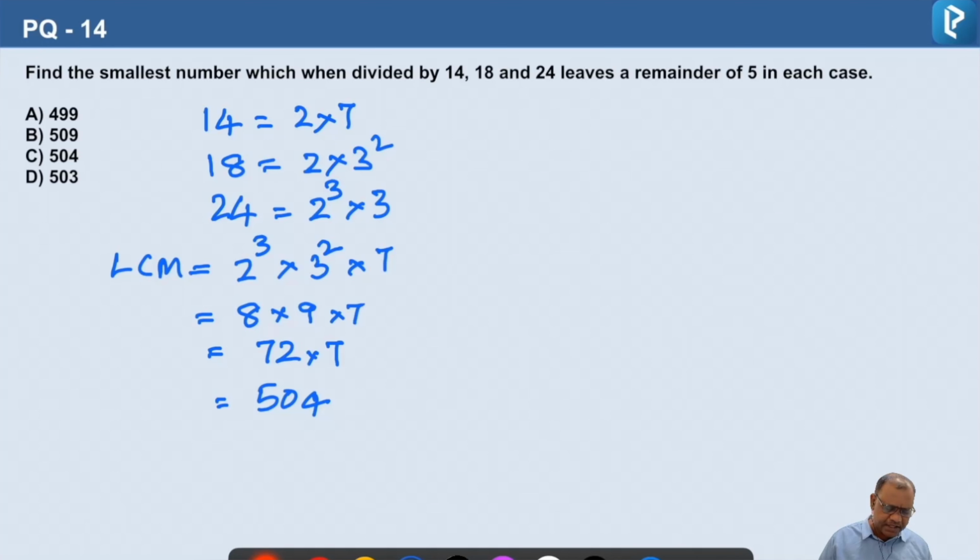When you divide 504 with any one of these three numbers, the remainder will be 0. But we should get remainder 5. So that means we should add 5 to this number. 504 plus 5. When you divide with any one of these numbers, 5 will become the remainder. So whatever the remainder you want, that should be added here. So 509 is the correct answer. Option B is the correct answer.